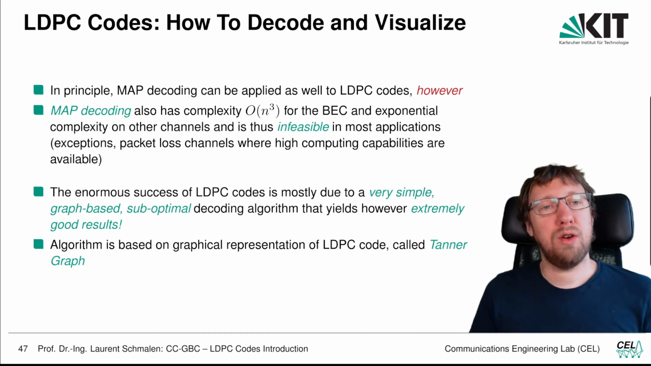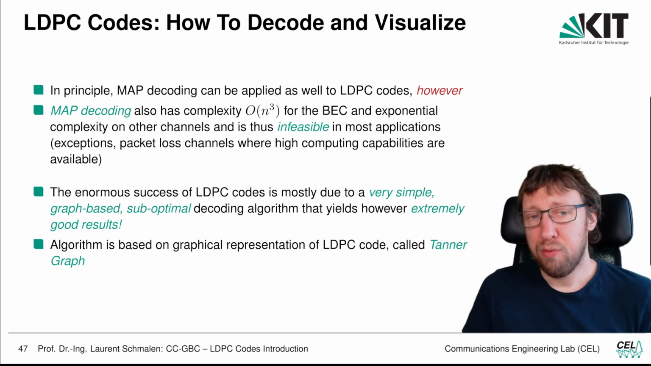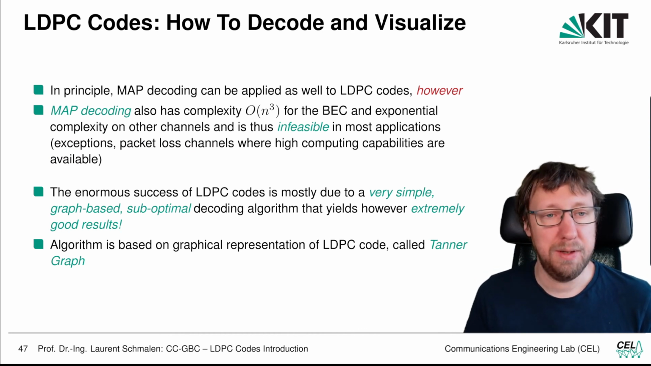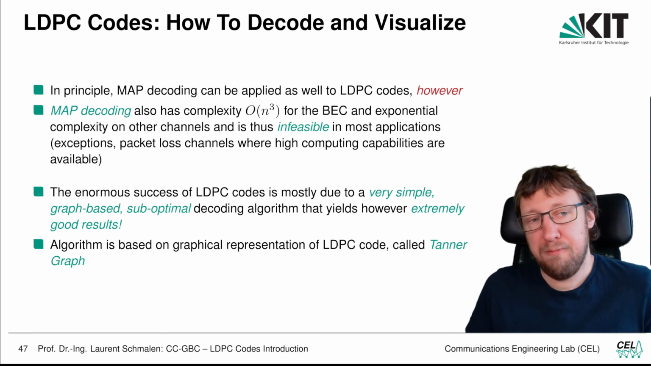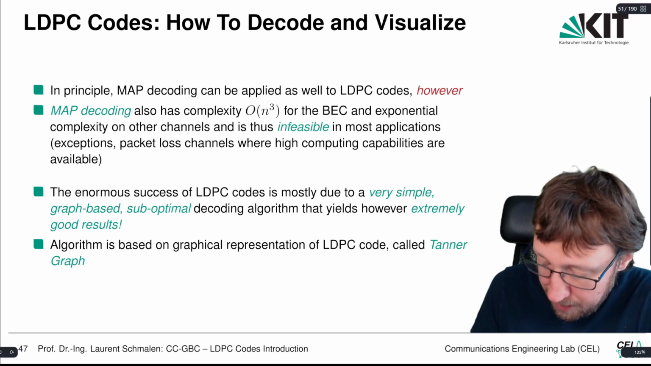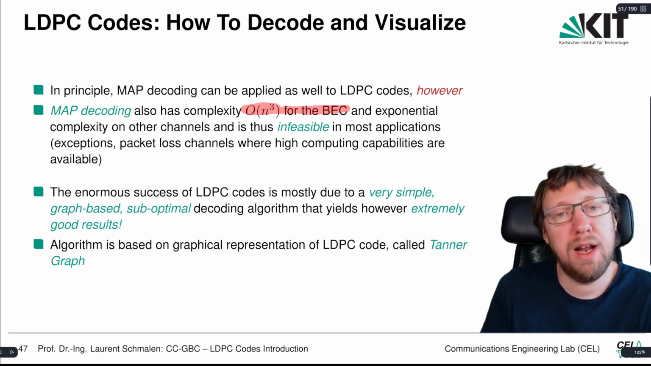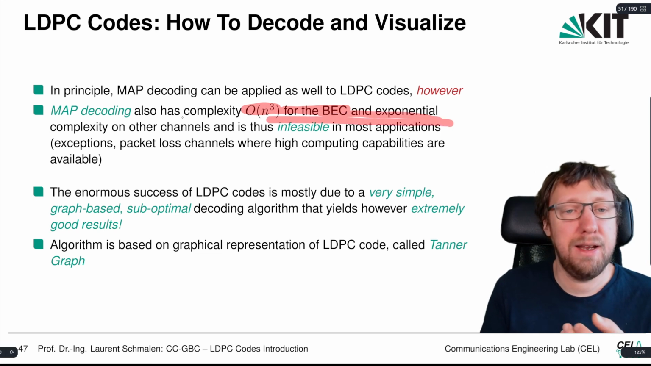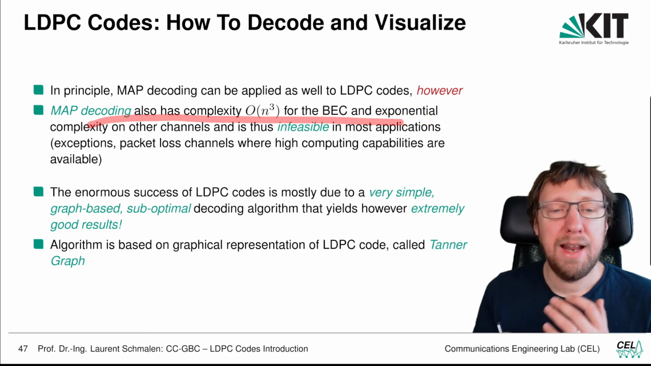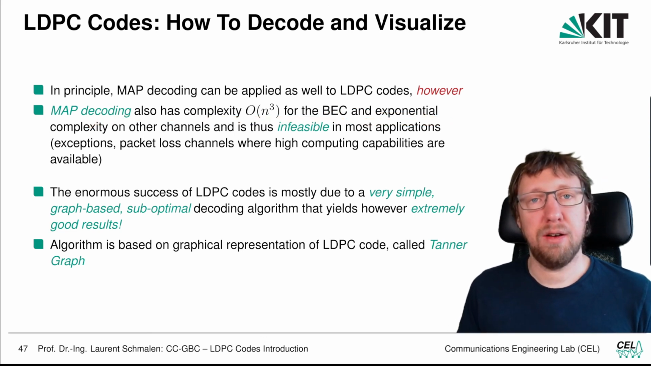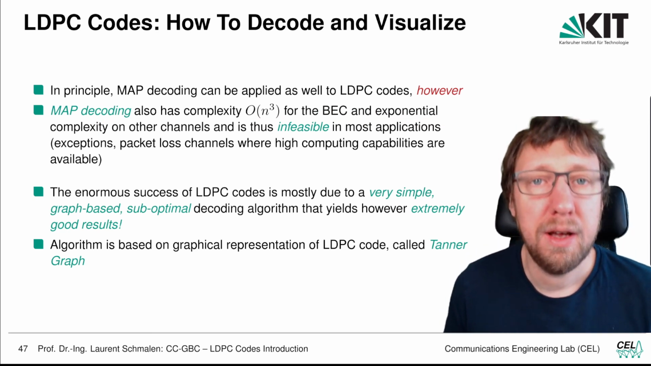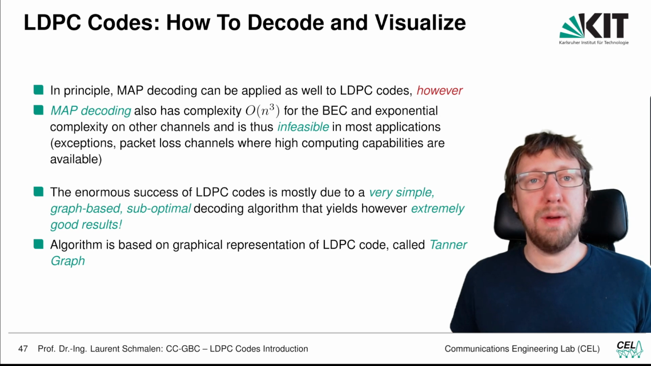And why are we going to look at the graph? Well, in principle, the MAP or maximum likelihood decoder that we have seen can be applied to LDPC codes. Unfortunately, this is not feasible because we have complexity of n cubed on the binary erasure channel and exponential complexity in other channels. So it's infeasible in most channels. The main success of LDPC codes is because we have a very, very simple decoding algorithm, and this algorithm is based on a graph.